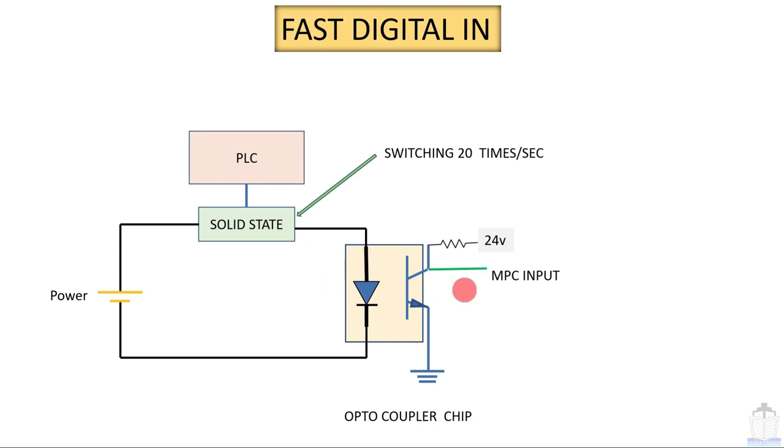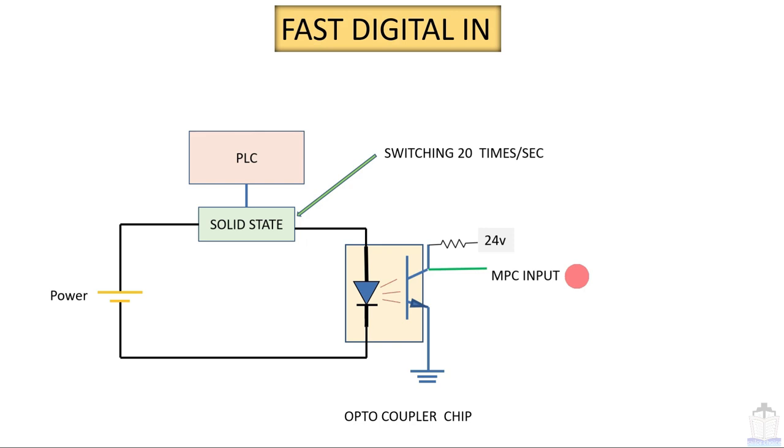So now I am going to give you some animation so that you can understand how this fast digital input works. Here you can see that the light will appear and disappear very fast. You can see it like this. So this is how the switching is done in the fast digital input. I hope this fast digital input is clear.